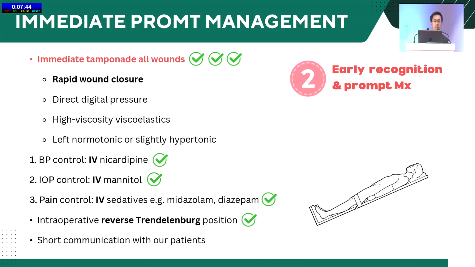And you need to control the 3 P's. The first is BP, the second is IOP, and the third is pain control. You need to control them fast, so the best route is to give the medicine IV. You can put the patient's head a little bit higher in the reverse Trendelenburg position to decrease the ocular blood flow, and try to have a short communication with the patient to keep them calm and comfortable.